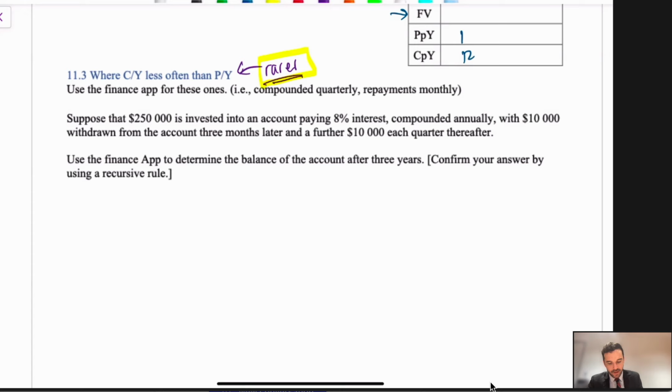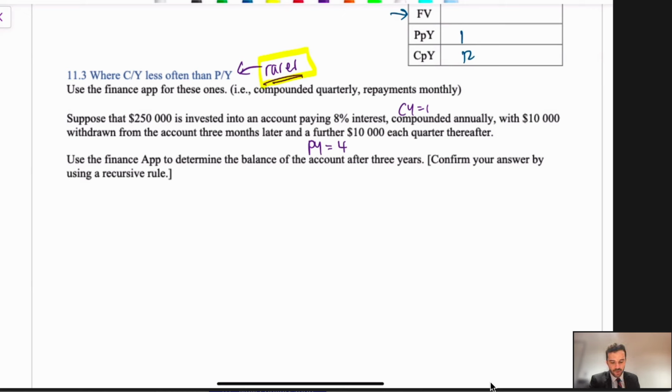Okay, so let's just look at our scenario here. Suppose that $250,000 is invested into an account paying 8% interest compounded annually. So we can see compounds per year is 1, with $10,000 withdrawn from the account 3 months later and a further $10,000 each quarter thereafter. So payments per year is 4. So we can see here that payments per year occur more often than compounds per year. Use the finance app to determine the balance after 3 years.